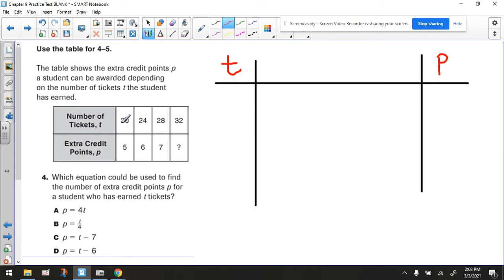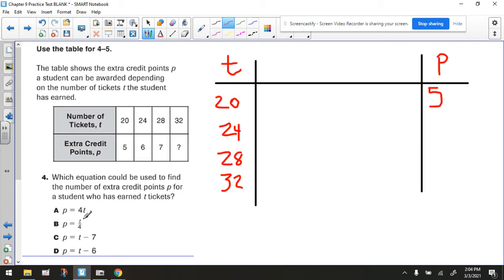So if we throw in the tickets, T, we have 20, we have 24, we have 28, we have 32. And you ask yourself, what do I have to do to this number to get this number? What operation am I doing? What am I doing to 20 to get 5? Now, at first, when people look at it in this presentation, they fall for choice A. We're not taking this number and multiplying it by 4. 20 times 4 does not equal 5. So this is not the function.